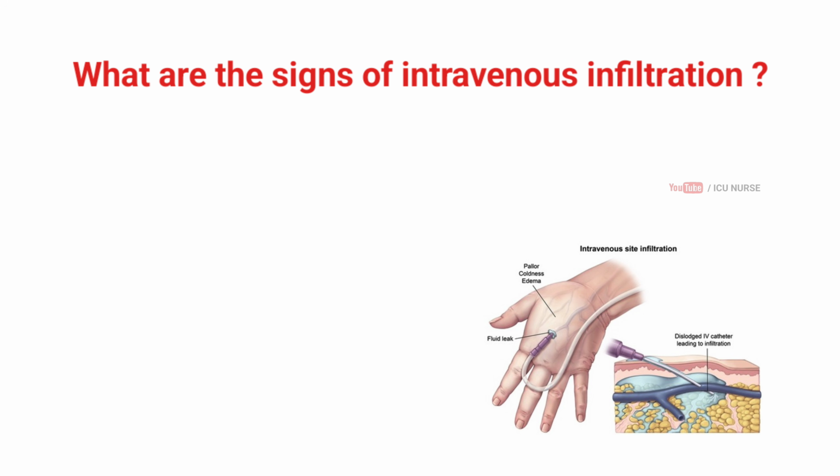What are the signs of intravenous infiltration? Swelling and puffiness at the IV site, coolness and paleness around the insertion area, pain or discomfort at the site, slowed or stopped IV flow.